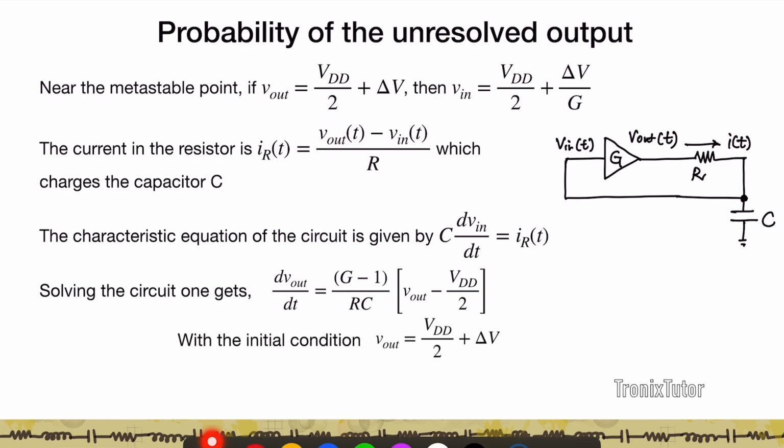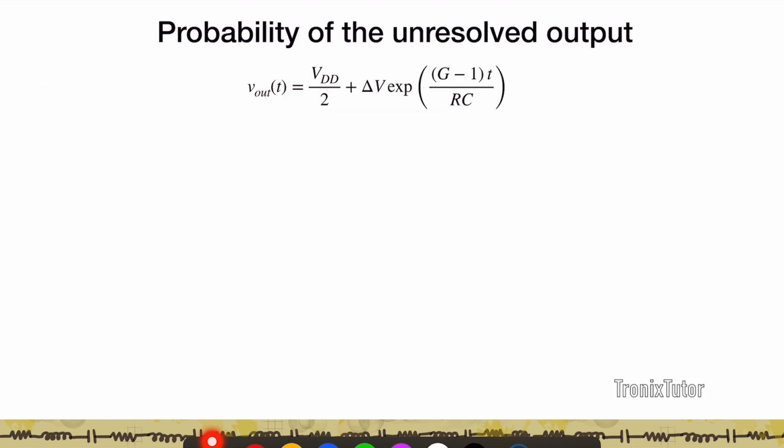And what is the initial condition? The initial condition is that V out is disturbed by some delta V value. What I'm trying to see is what happens when I disturb the output: there's going to be a feedforward loop set up. This is a metastable state, so there's going to be positive feedback set up in such a way that it pushes the output to either one of the logic 0 or logic 1 states.